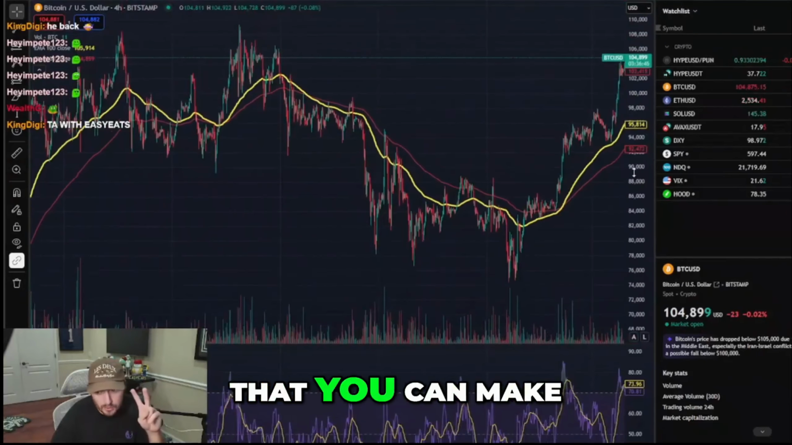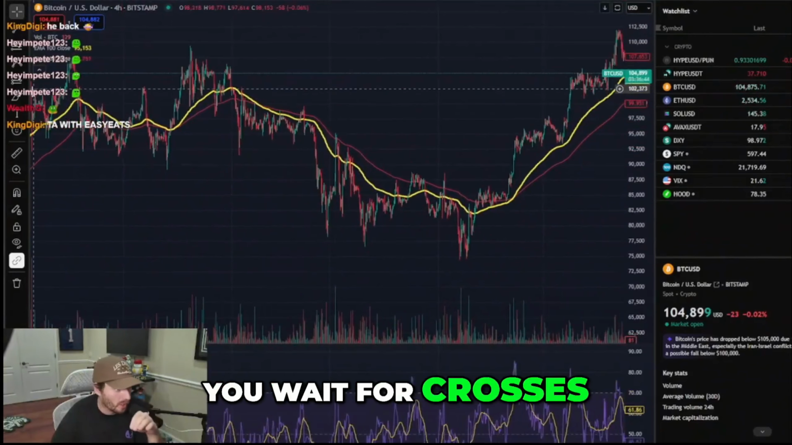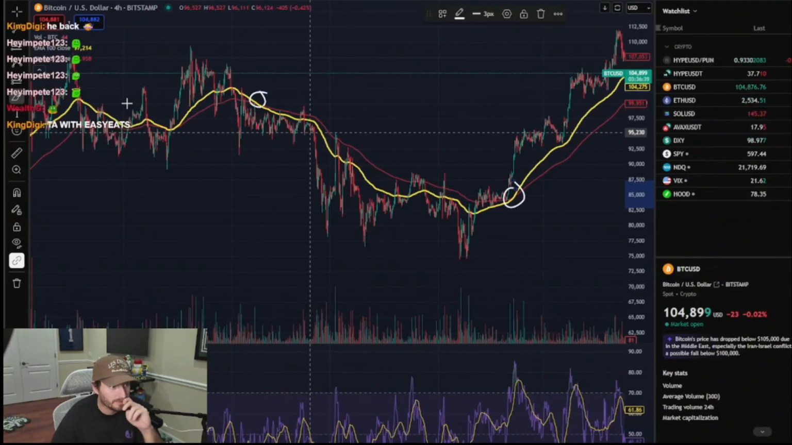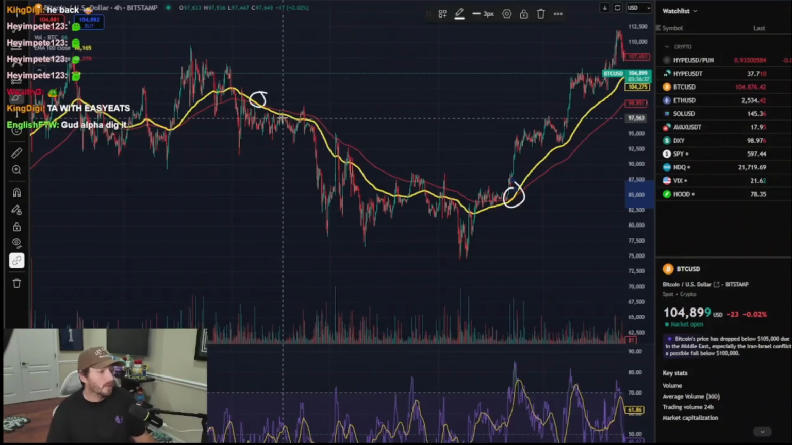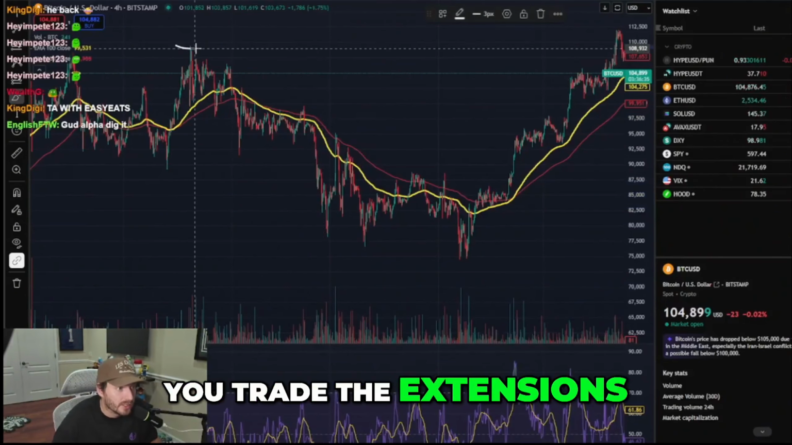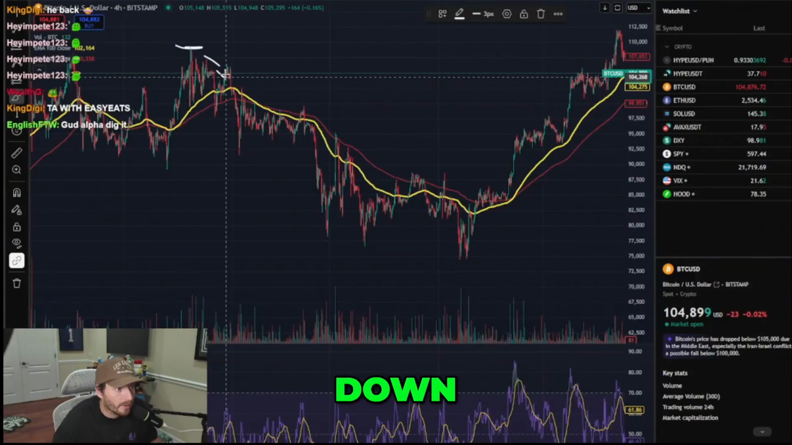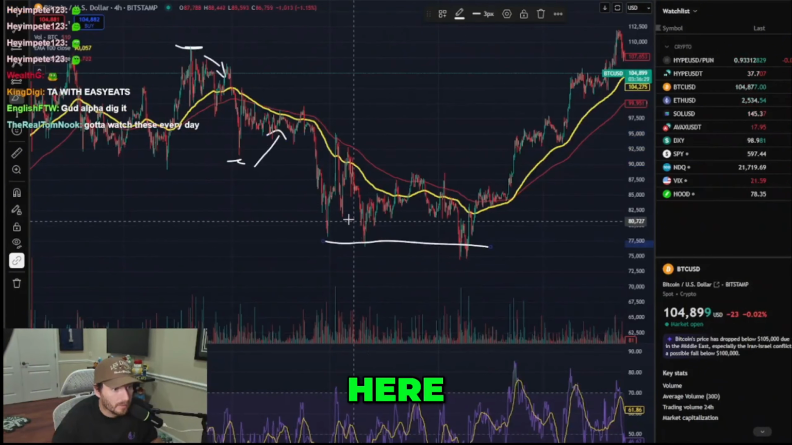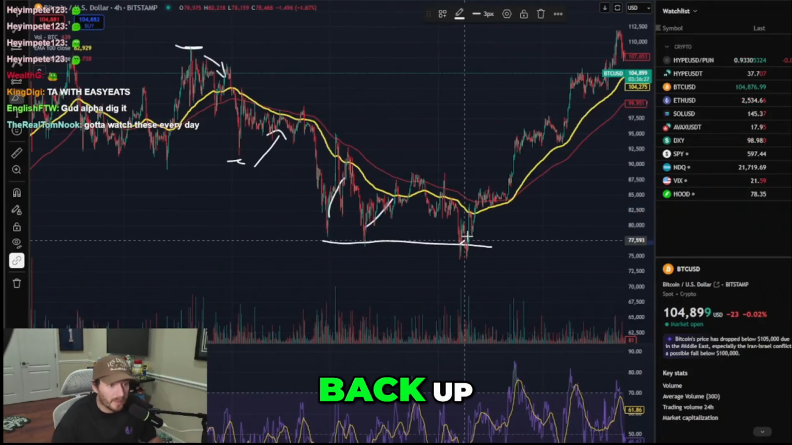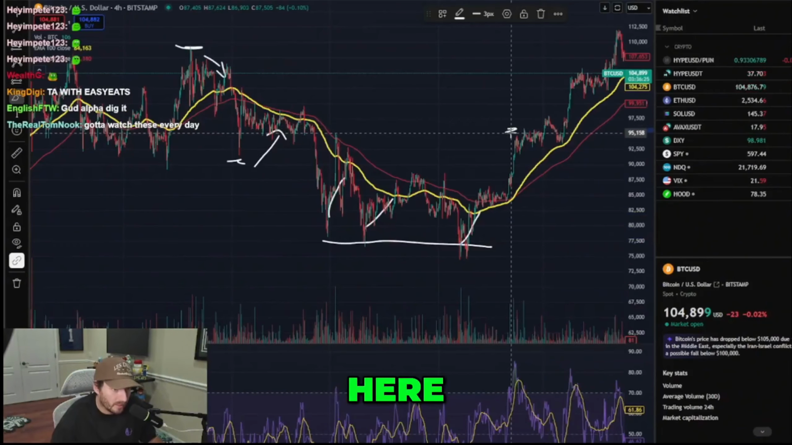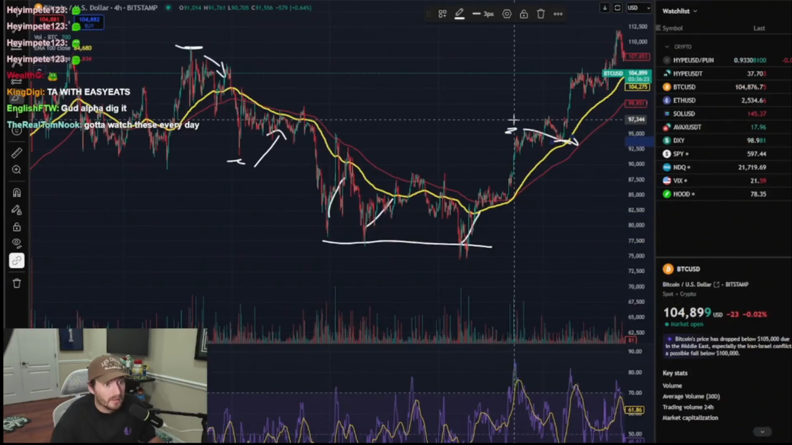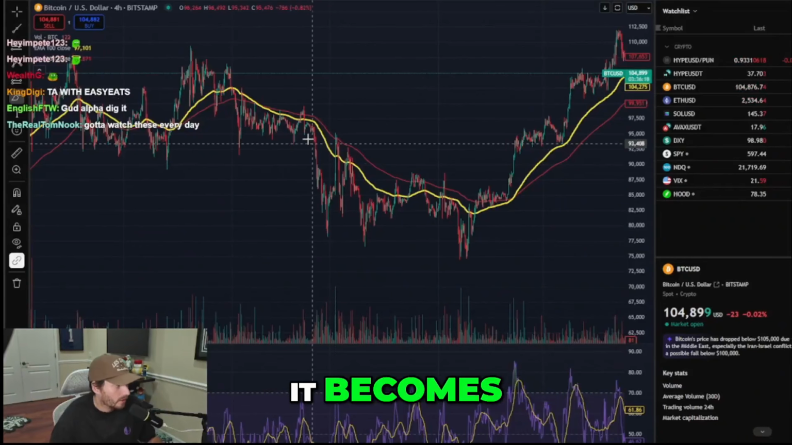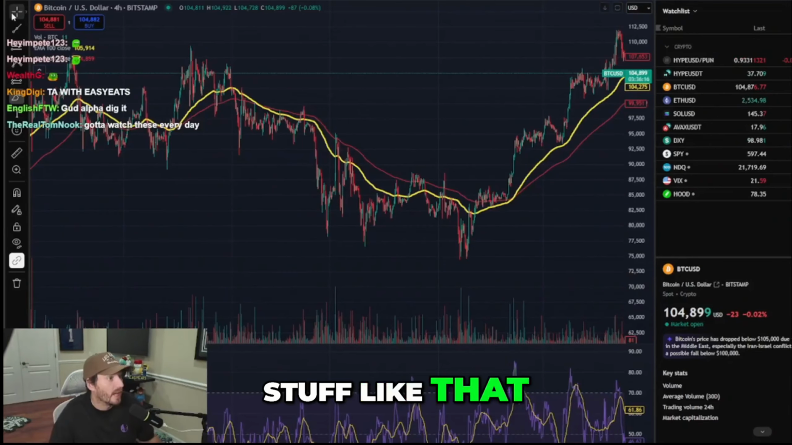So there's two trades that you can make on this. You wait for crosses and trade the trend, trade the breaks, or you trade the extensions. Here, down, here, up, here, back up, back up, back up, here, back down. Obviously, as the EMA moves up, it becomes a little bit less, stuff like that.